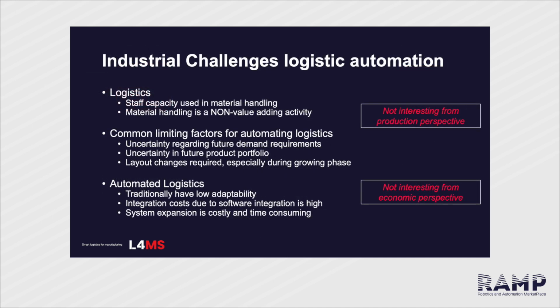So, why should we use the OPIL library? Material handling is a non-value adding activity. There is big uncertainty regarding future demanding requirements and product portfolio. Of course, in a modern factory there are automated logistics, but they traditionally have low adaptability. In addition, integration cost due to software implementation is always high, as well as system expansion, which is most of the time costly and time-consuming.